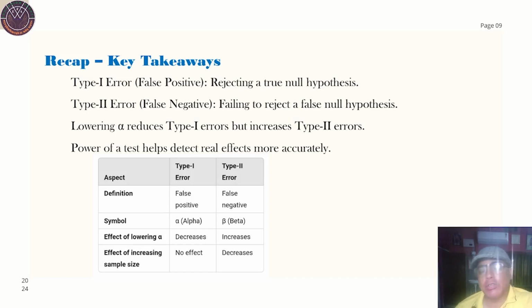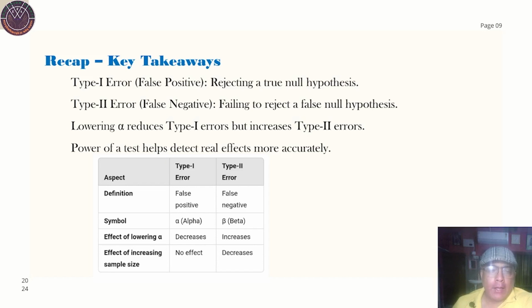Lowering alpha reduces type 1 error but increases type 2 error. Power of a test helps to detect real effects more accurately. So whatever test you are doing and whatever measurement devices you are using, they should have good power, so that whenever an effect or relationship is there, it can be easily detected.